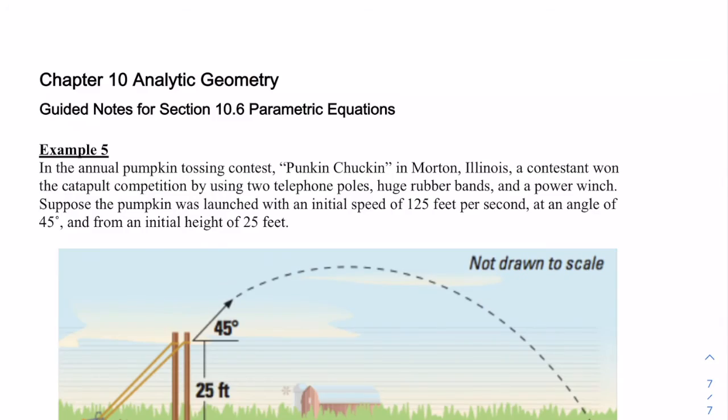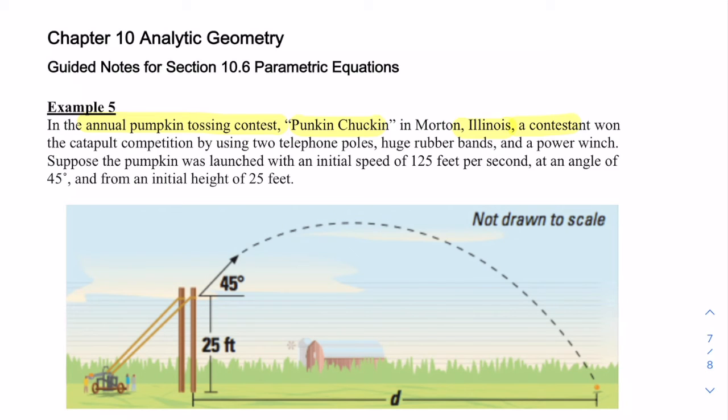A lot of cities actually have this now, the annual pumpkin tossing contest, pumpkin chuckin'. A contestant won the catapult competition using 2 telephone poles. So you vaulted this pumpkin at an initial height of 25 feet, at an angle of 45 degrees, with an initial speed of 125 feet per second. So v will equal 125.